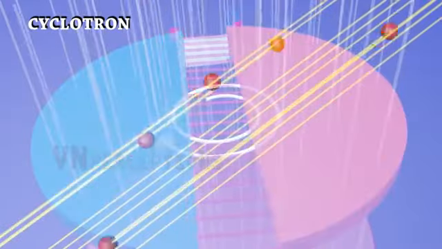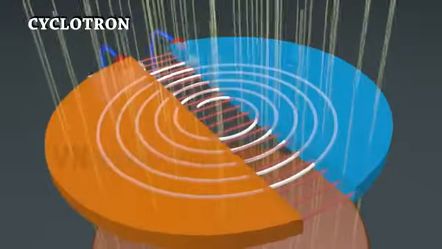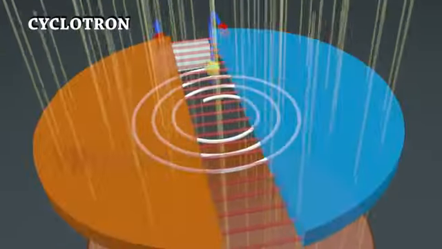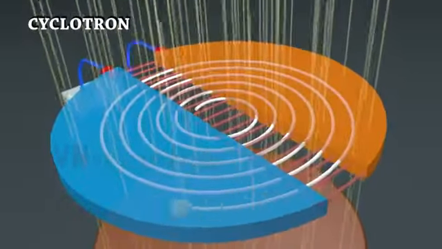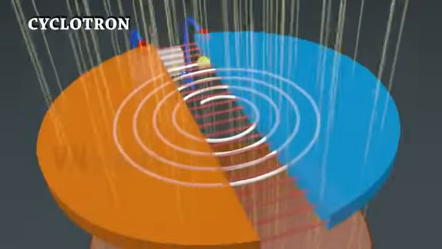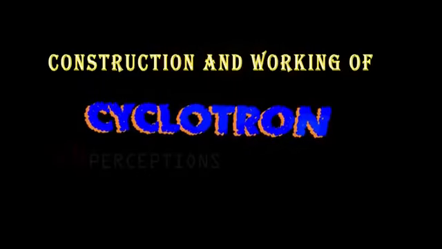A positively charged particle can be accelerated to high energy with the help of an oscillating electric field, by making it cross the same electric field time and again with the use of a strong magnetic field.